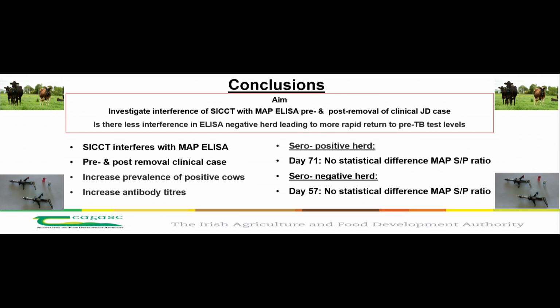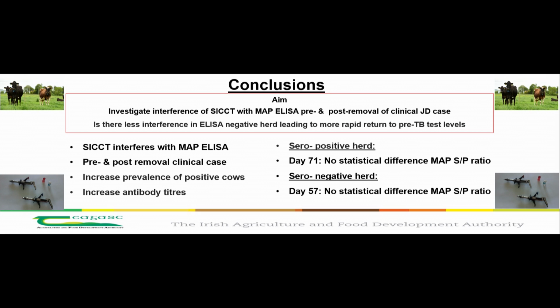So at the beginning of this study, it was our aim to investigate the interference of the skin test on our MAP ELISA diagnostics, both before and after the removal of a clinical case. And we hypothesized that there would be less interference in the ELISA results in a seronegative herd, leading to a more rapid decrease to the pre-test levels.